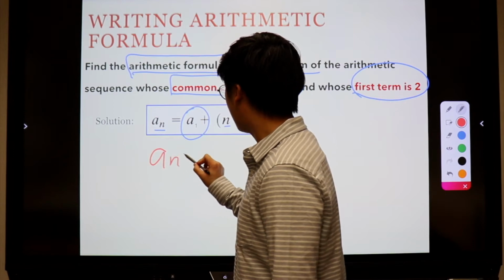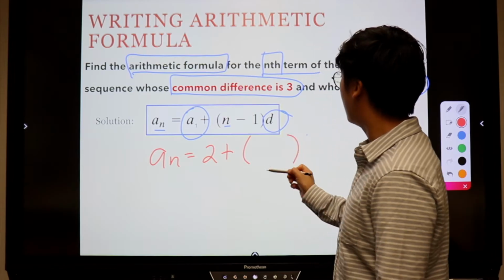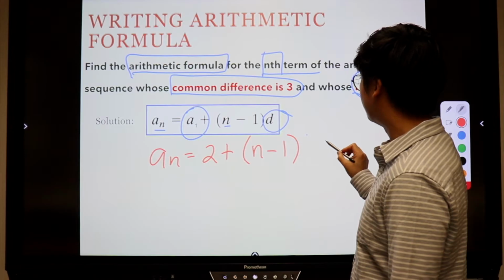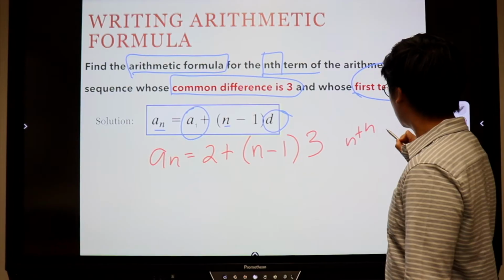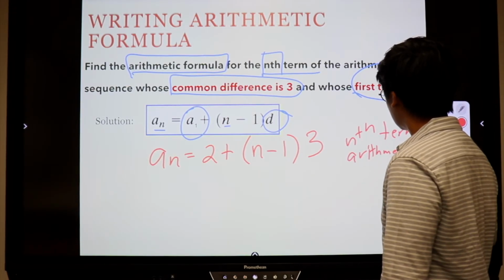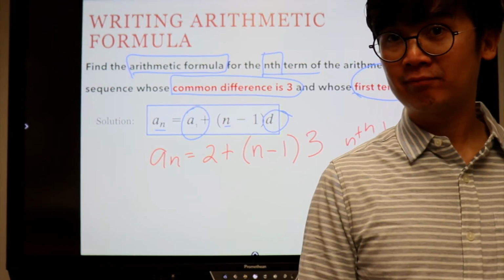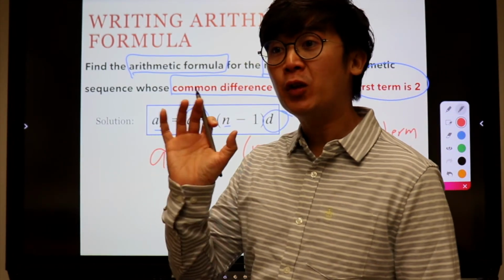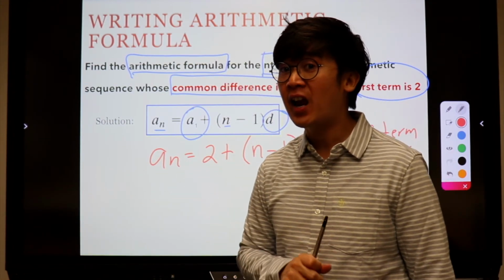A sub n is equal to, what is the first term? 2 plus the quantity of n minus 1, because you don't need to replace n. And what is d? 3. And this is now your nth term for the arithmetic sequence. But you know algebra, right? You need to simplify your formula in algebra. Every time you're working with an algebraic expression or equation, always simplify the formula.